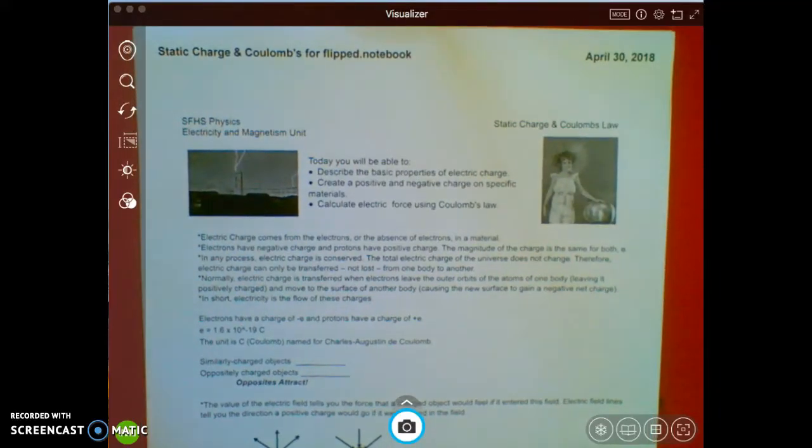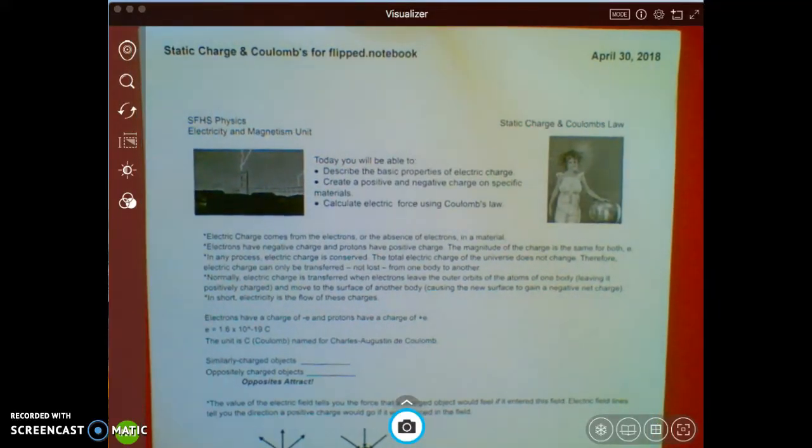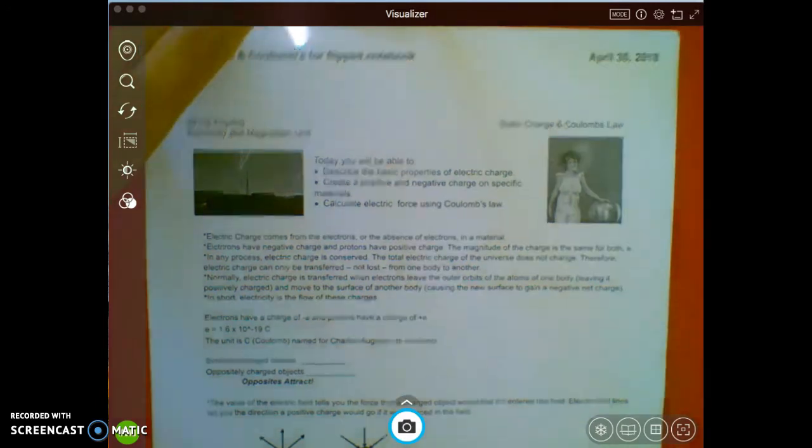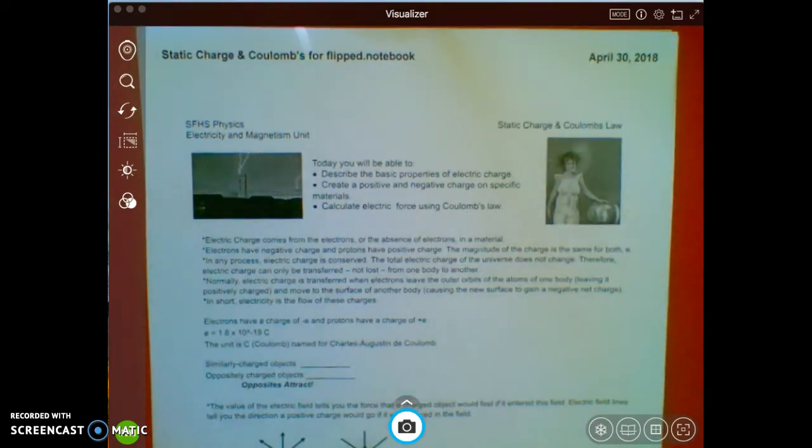Okay, hey guys, we are looking at the notes called static charge and Coulomb's law. This is going to be the first lecture for the electricity and magnetism unit and our first flipped unit. Make sure you have these notes in front of you, either printed out to write on, or in Notability while you watch the video on a different device.